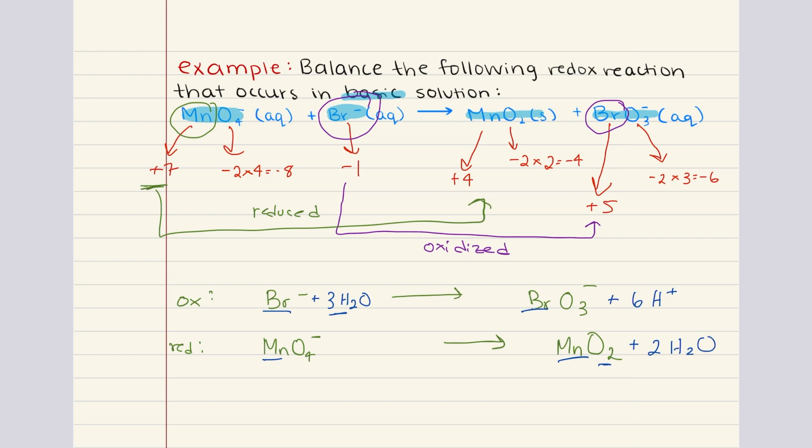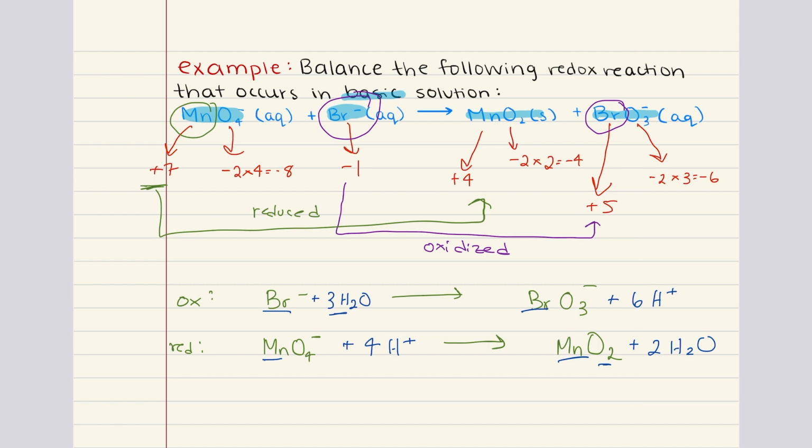Finally, we need to balance hydrogen by adding H plus as needed. On the reactant side, we have no hydrogen atoms. On the product side, we have 4. So to balance that, we're going to add 4 H plus to the reactant side. Now, we've balanced the atoms in both of our half reactions. We can move into step 4.